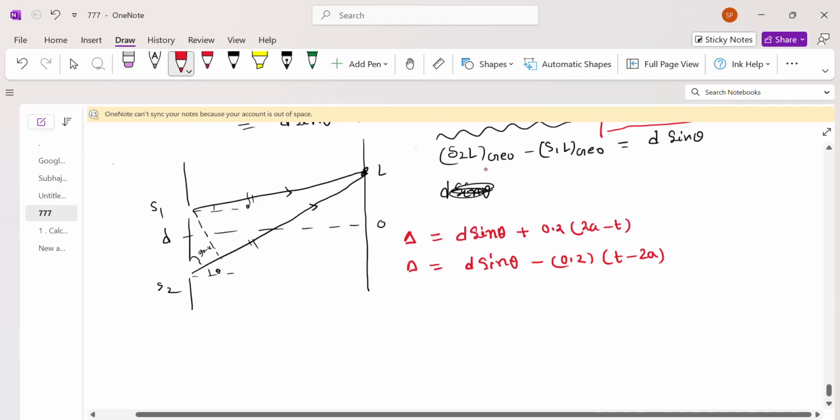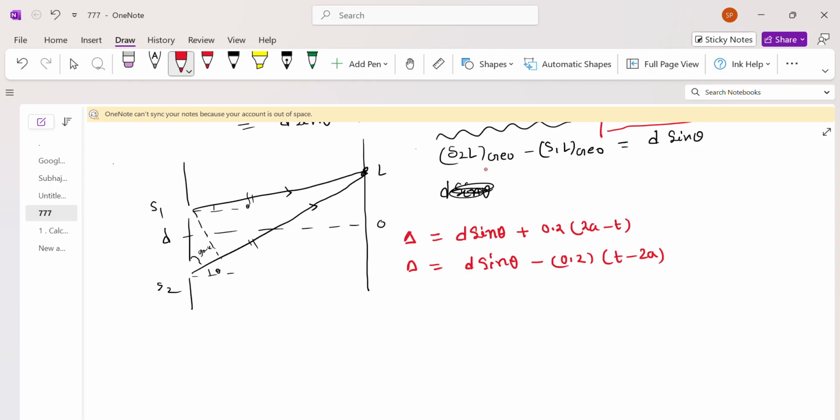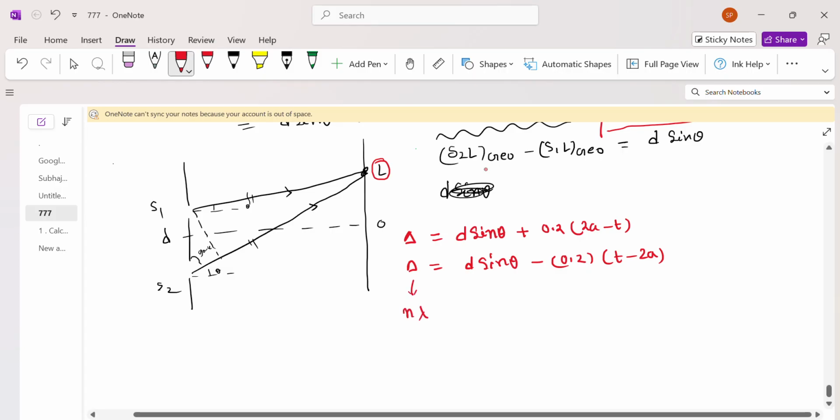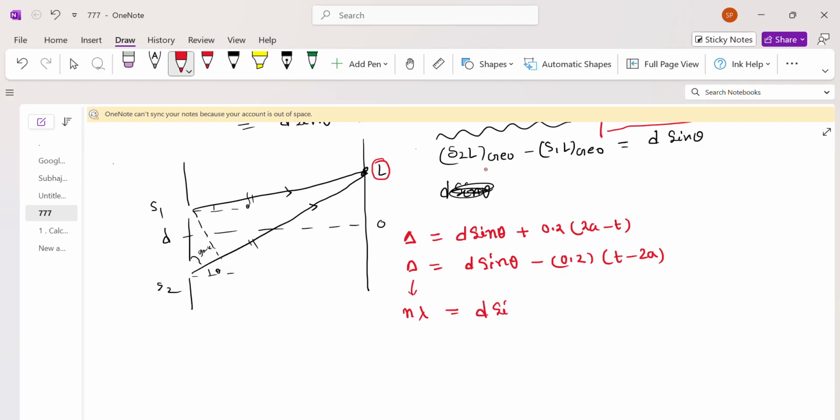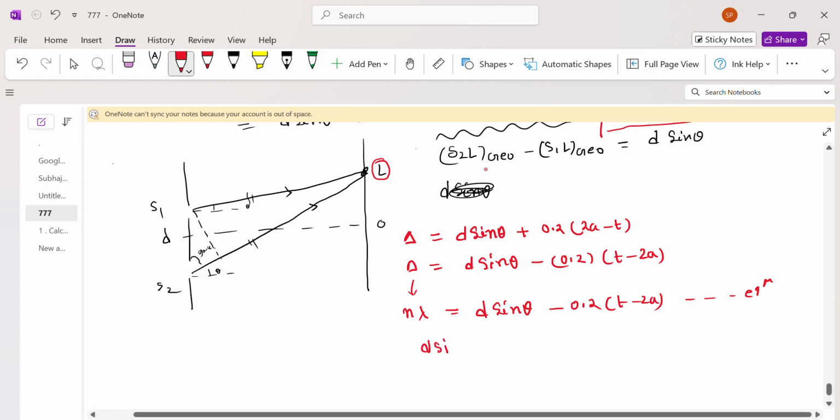Now I have said that this L is a generic point, right? So this L is a generic point where the nth maxima comes. So if at this point L the nth maxima comes, this delta will essentially be n lambda, because there is no other way. So this n is the order of the maxima that I am talking about. This is d sine theta minus 0.2 into (t minus 2a). Fine. Now if they are asking about the central maxima, then n will be 0. So if you substitute n is equal to 0, you will get essentially d sine theta is equal to 0.2 into (t minus 2a).